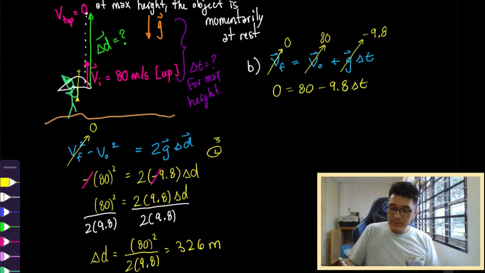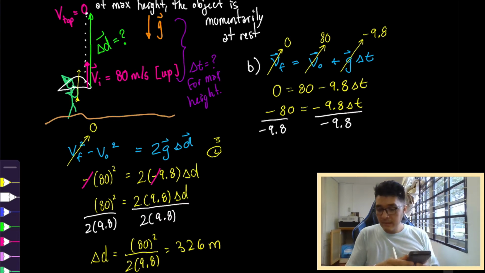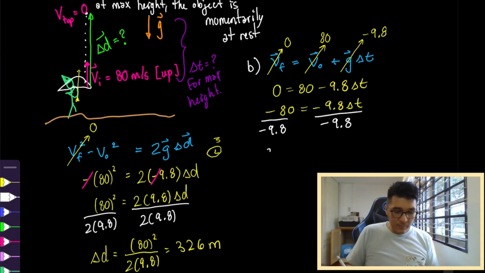Let's isolate for the change in time. So move the 80 to the other side, so it becomes negative. And to isolate for the delta time, I divide by the coefficient of the variable, which is negative 9.8 on both sides. And it's going to work out perfectly because the negatives will cancel out. So see, that's why putting the directions makes a difference. Otherwise, you'll get the wrong answer. So that took place in about 8.2 seconds.